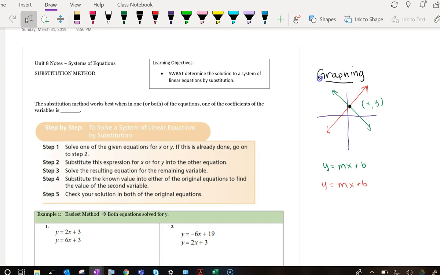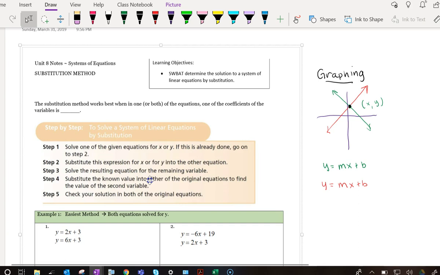But in most cases, graphing isn't generally the best method to solving because we don't have graph paper available all the time. Plus, you also saw that when there were lines that intersected at kind of an interesting place, it was more difficult to find the solution, and so you had to approximate. So we're going to talk about two other methods, the substitution method and the elimination method. Right now we're going to talk about the substitution method, okay?